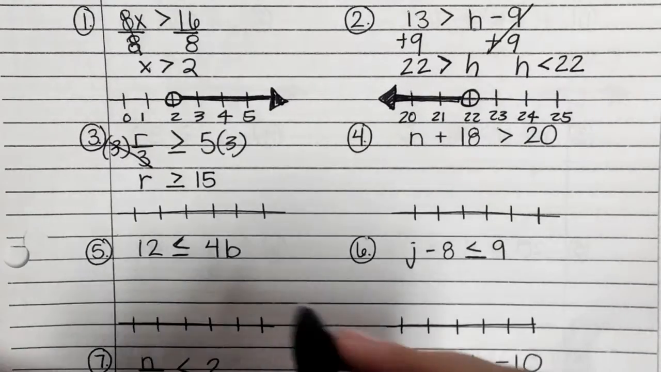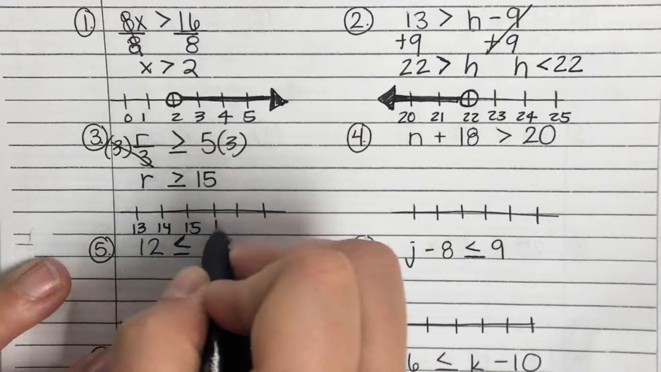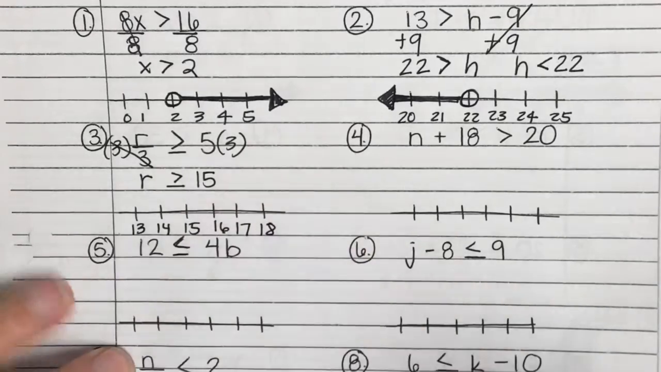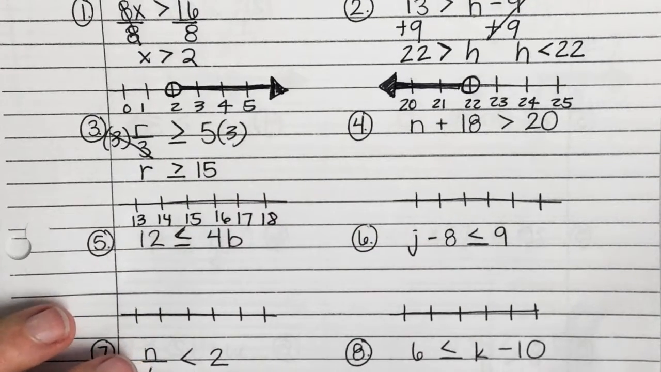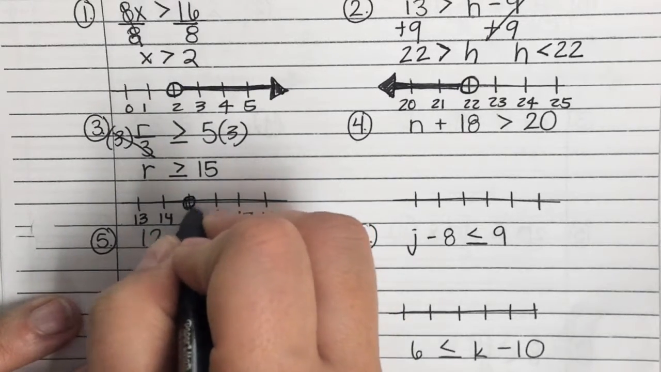Good. Now, when we graph it, put a few numbers before, a few numbers after. Do I have an open or closed circle? Closed, because look, it has that equal to line. So we do a closed circle.